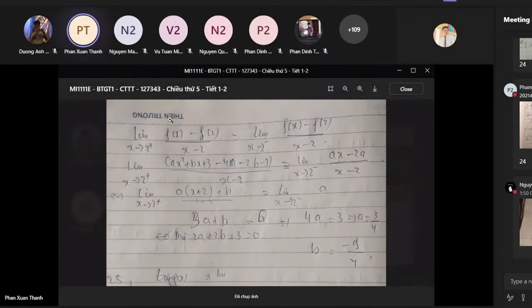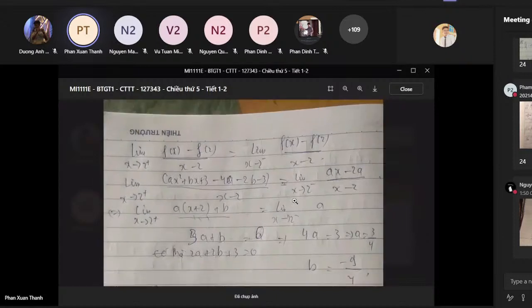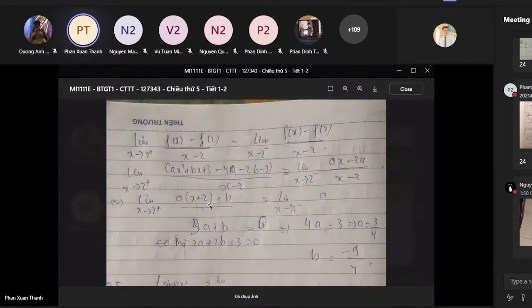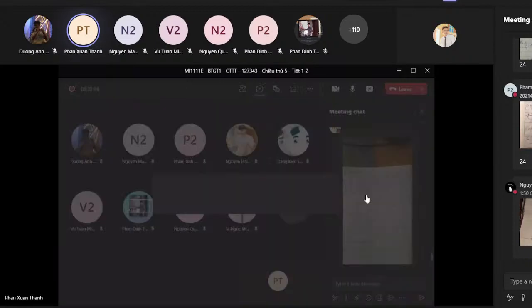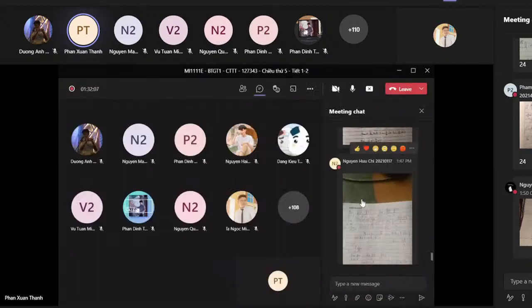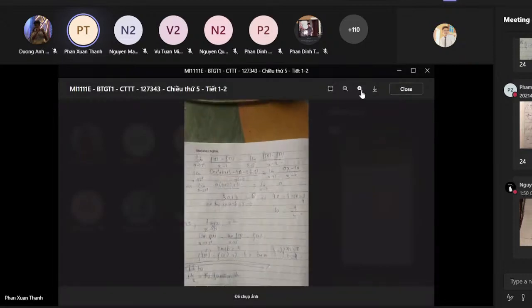Okay, so this is the left hand derivative and the right hand derivative. So I understand about the left hand derivative, y equals a: 2a minus 2ax minus 2a divided by x minus 2. Why do we have this identity? Nguyễn Hữu Chí, so why do we have the left hand limit equal a?